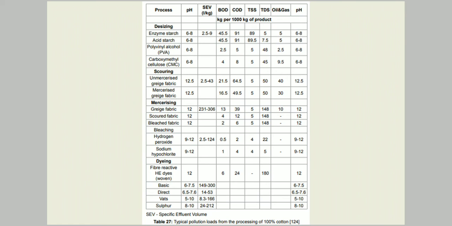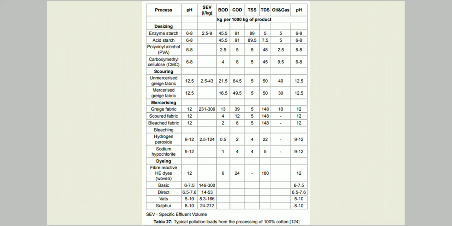And similarly, in case polyvinyl alcohol is used, it's also removed, right? Other than starch, we can use polyvinyl alcohol and carboxymethyl cellulose as sizing agents. So those agents are removed in desizing. The pH is around the same, but the BOD and COD vary. The BOD is high in case of starch.